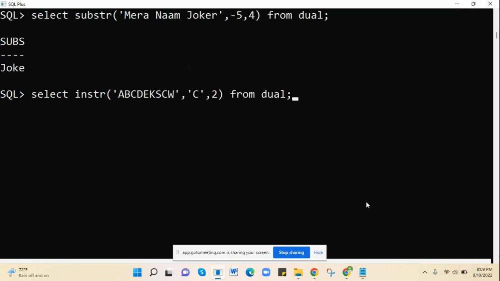Okay, position. I want to find out the position of the C from the second character. What is the second character? B. So from B, the first C. It does not check this one. It will check the C. What is the C position? 1, 2, 3. So it returns 3.